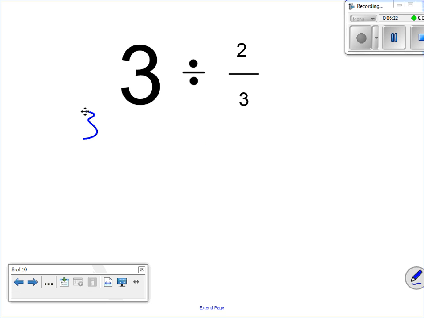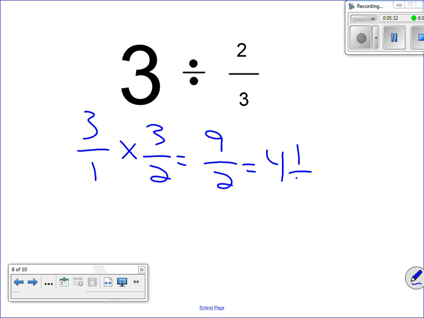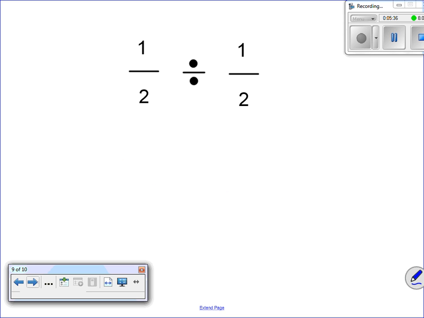3/1, right? Times 3/2. Your answer is 9/2. How many 2's go into 9? 4 do, 1's left over, 4.5. We've already done this problem.